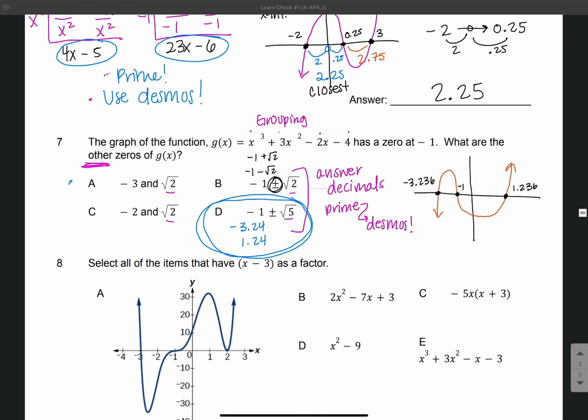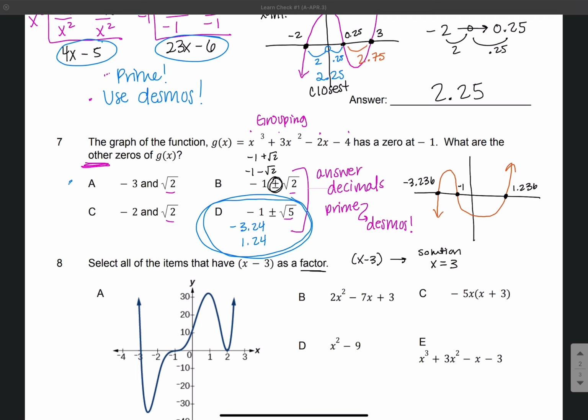All right, last problem, number 8. So this problem is asking us to find all the items that have a factor of x minus 3. So with this problem, we're trying to make sure that you know the difference between a factor and a solution. So remember that if this is your factor, this x minus 3, then the solution, or the x-intercept, would be x is equal to positive 3. So these two things mean the same thing. So we just need to figure out which of these have that as a factor.